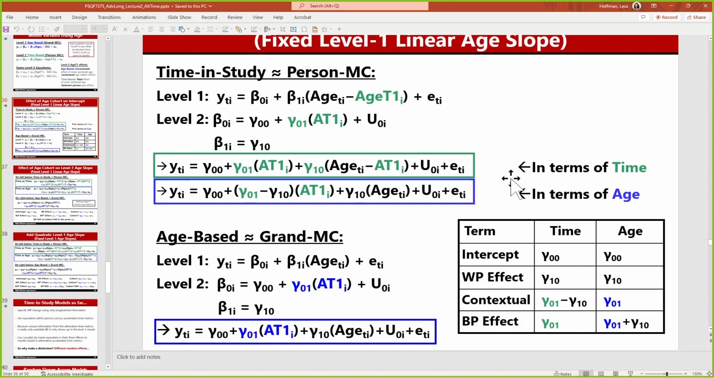So if we call it cohort, contextual and between are both slopes that multiply age at baseline as the cohort identifier.